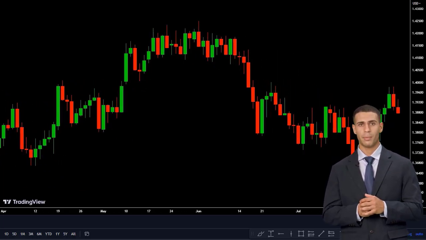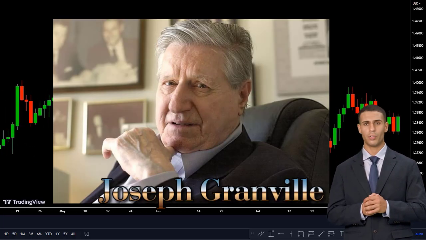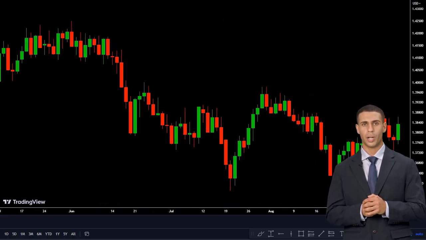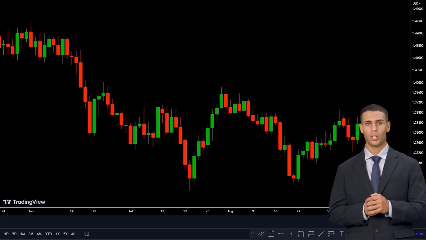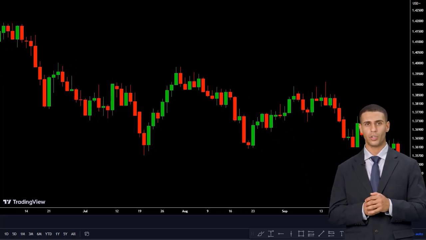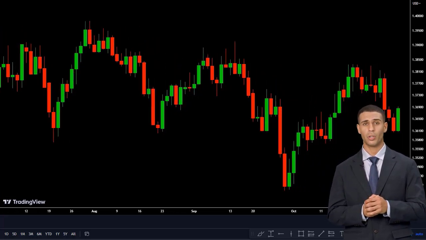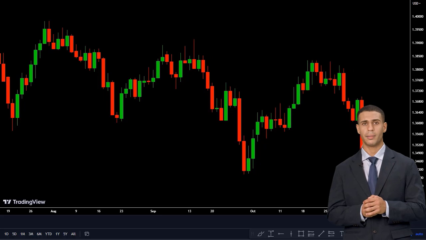The indicator was created by a famous technical analyst named Joseph Granville. Granville believed that volume was a critical component of market analysis and that changes in volume could reveal important information about price trends and potential trading opportunities. The PVT indicator was one of his solutions to this better idea.